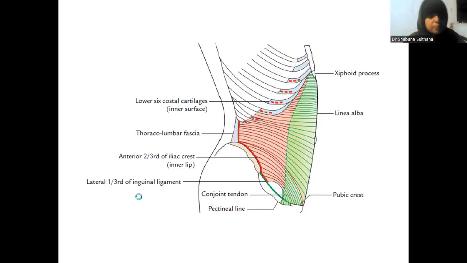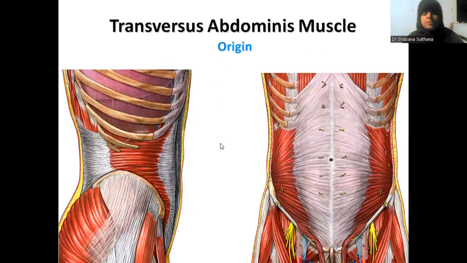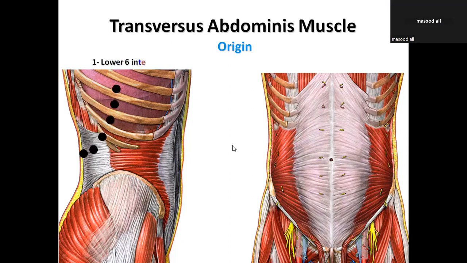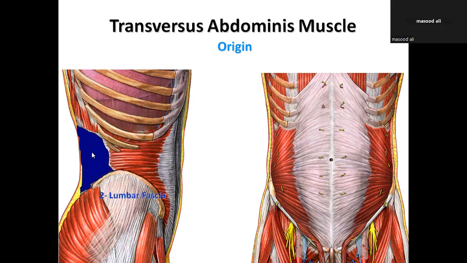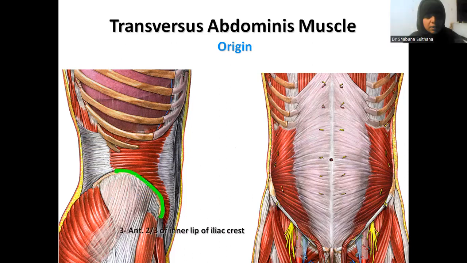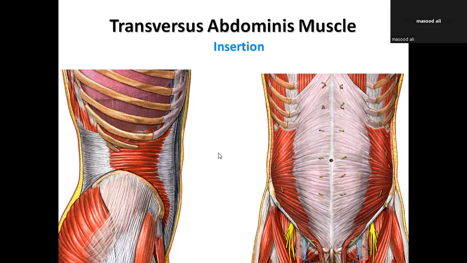So let us see the transversus abdominis muscle. Transverse direction muscle fibers. Lateral view and anterior view. We are finding it coming from the lower 6 costal cartilages, then also thoracolumbar fascia, then anterior 2/3 of the inner lip of the iliac crest, and lateral 1/3 of the inguinal ligament. These are points of origin, insertion.